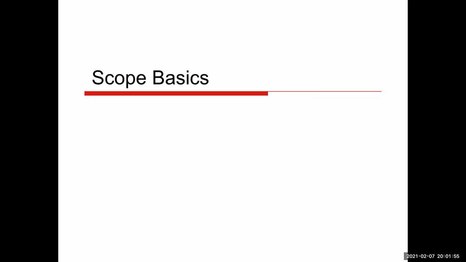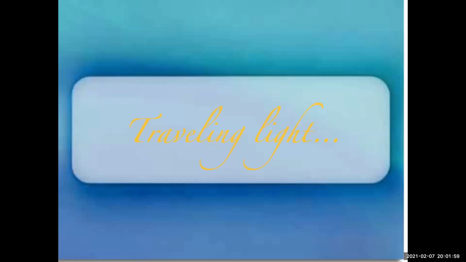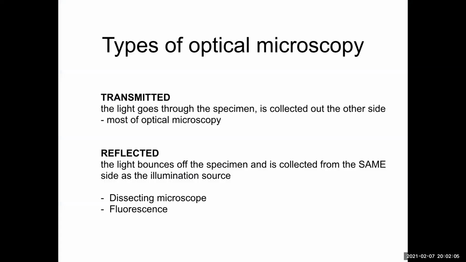All right, let's go into scope basics now. Traveling light, because what we do is light microscopy, optical microscopy. Okay, so the optical microscopy is defined in large part by the journey of the light as it goes through the microscope. And so there are 2 fundamental ways that the light can travel.